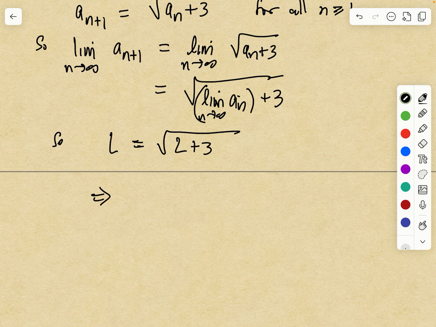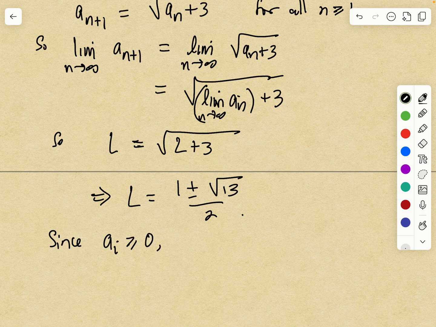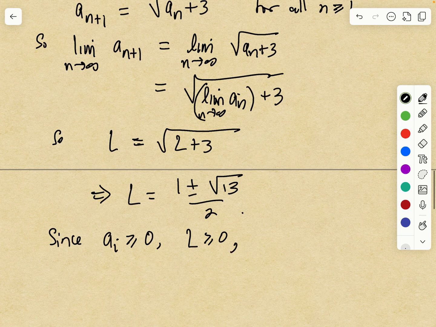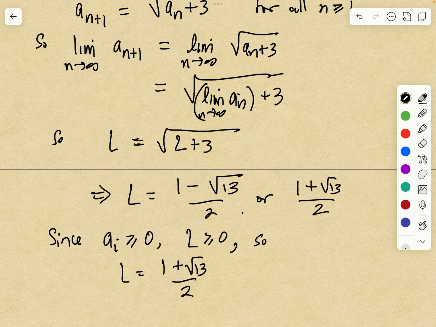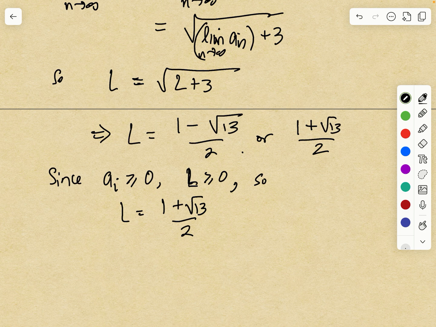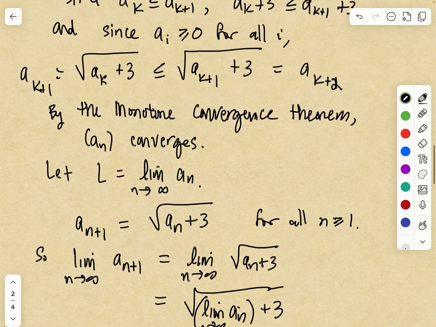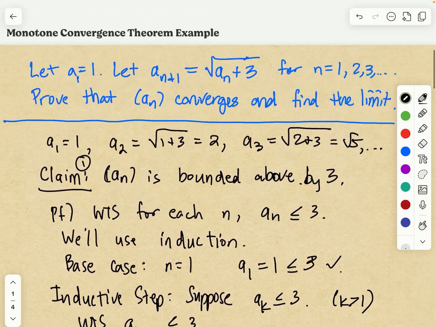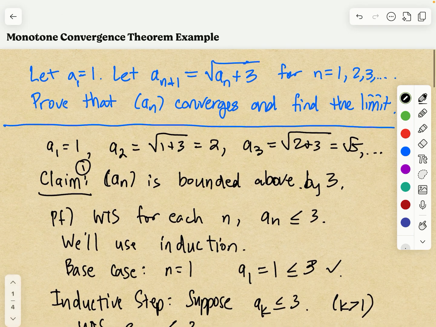Then by the algebra that we did, we get that L is 1 plus or minus the square root of 13, over 2. But since the a sub n's are all non-negative, L must be greater than or equal to 0. I guess it's more precise to say that L is 1 minus root 13 over 2 or 1 plus root 13 over 2, right? We're not saying that L is both of them. And since L must be non-negative, L must be 1 plus root 13 over 2. So this is the limit. And what we wrote above is the proof that the sequence actually converges. Okay, so that's the answer. That's a complete proof to this problem.